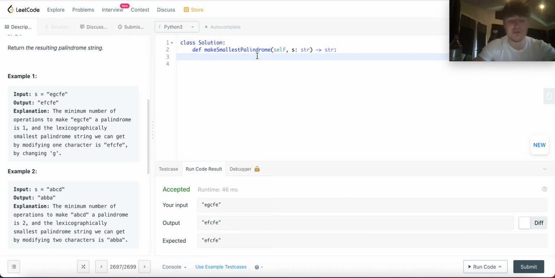So let's go ahead and do that. Now, since we're dealing with a string, we can't change the letters of a string in place, right? So we're going to convert the string into a list so we can easily modify the characters. And then what we'll do is we're going to look at each of these pairs.